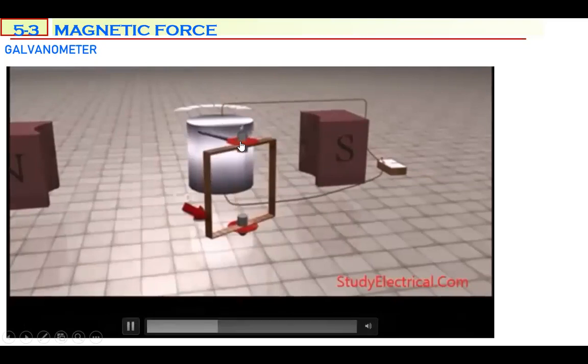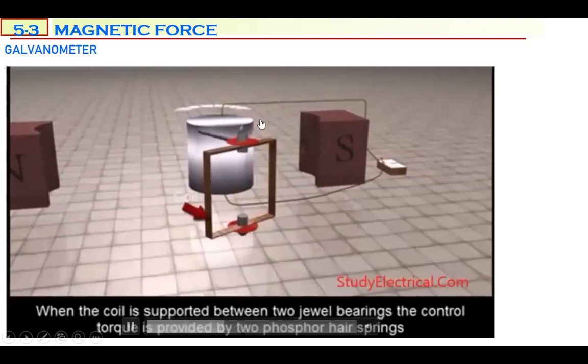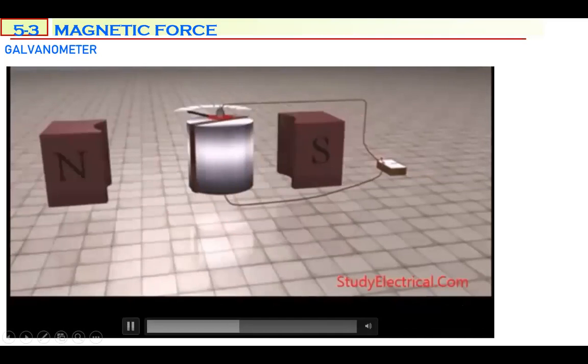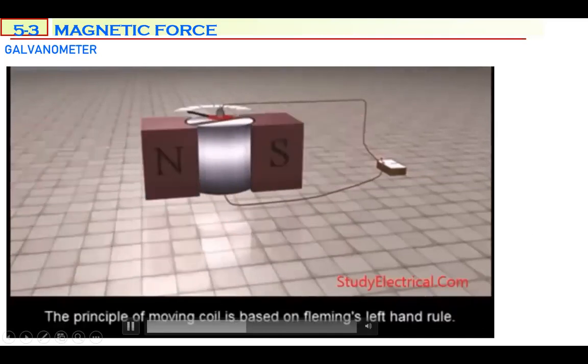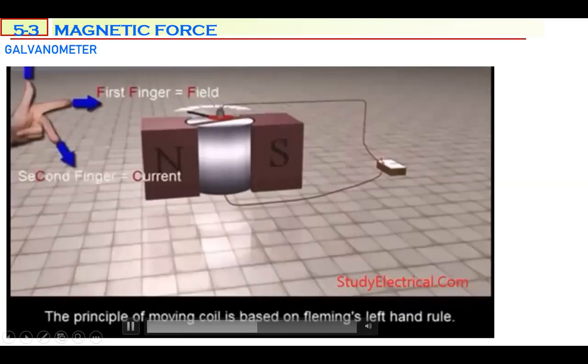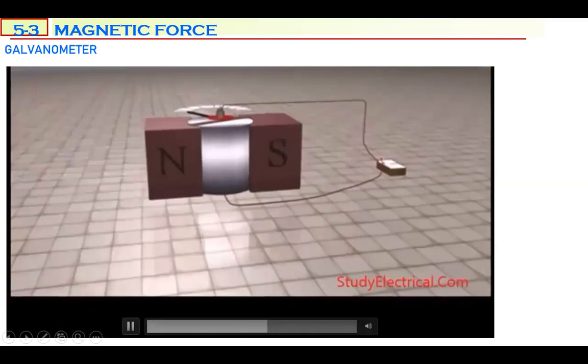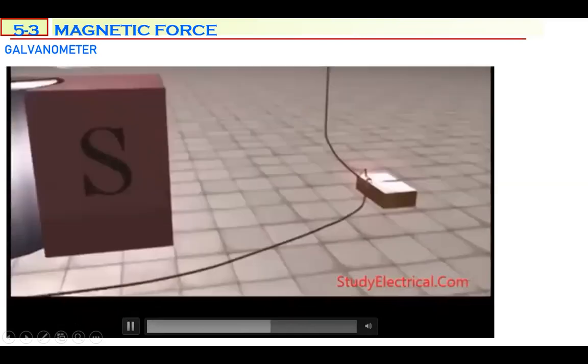Yeah, this is the coil. There's a spring, because the spring causes it to come back again. So when electric current is given, some force will act on these coils.